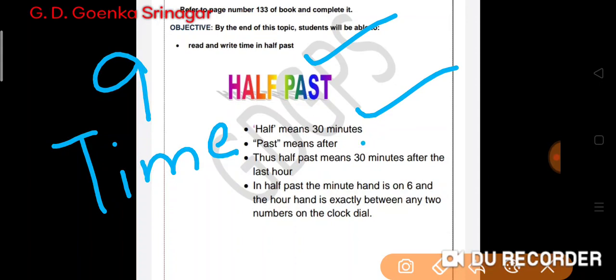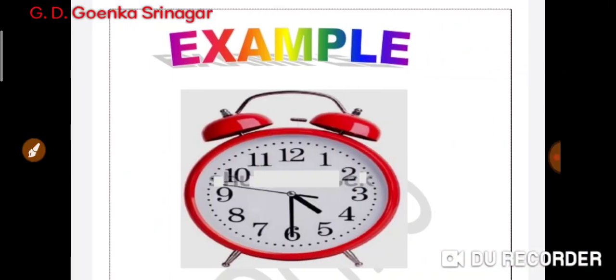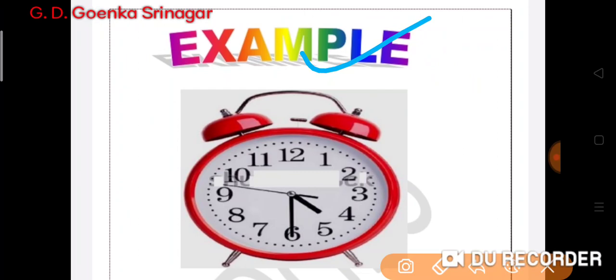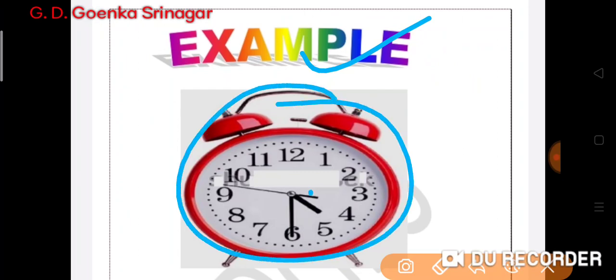Past means after. Thus, half past means 30 minutes after the last hour. In half past, the minute hand is on 6 and the hour hand is exactly between any two numbers on the clock dial. Now, example, this is a clock dial. This is the face of the clock. This is the short hand. This is the long hand.